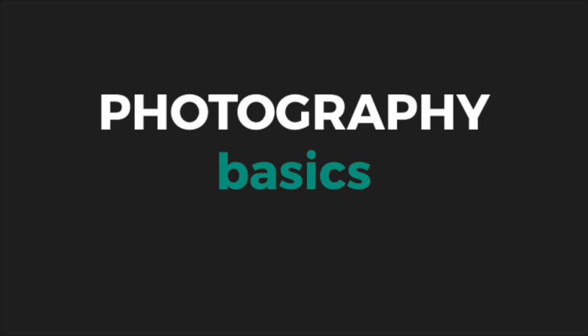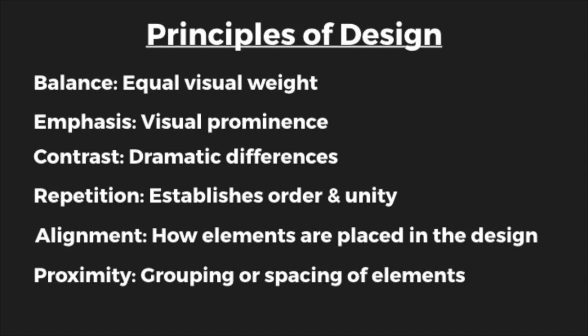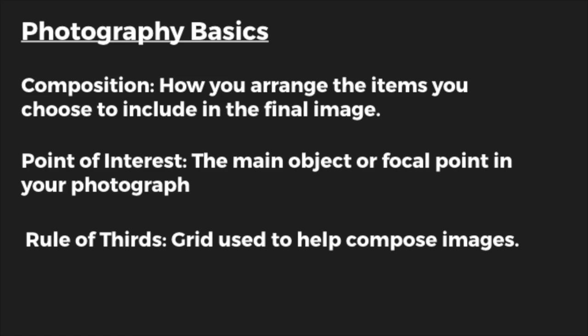I have a couple photography things we're going to go over today to add to your knowledge base. These will help you out and be things I want you guys to be talking about. So we had our 6 principles of design: balance, emphasis, contrast, repetition, alignment, proximity. We're still going to use some of that stuff in photography. Those all still make a good picture. But we're going to add 3 new words to your list. We're going to talk about composition, point of interest, and the rule of thirds, which you should have watched a video about and know a little bit.